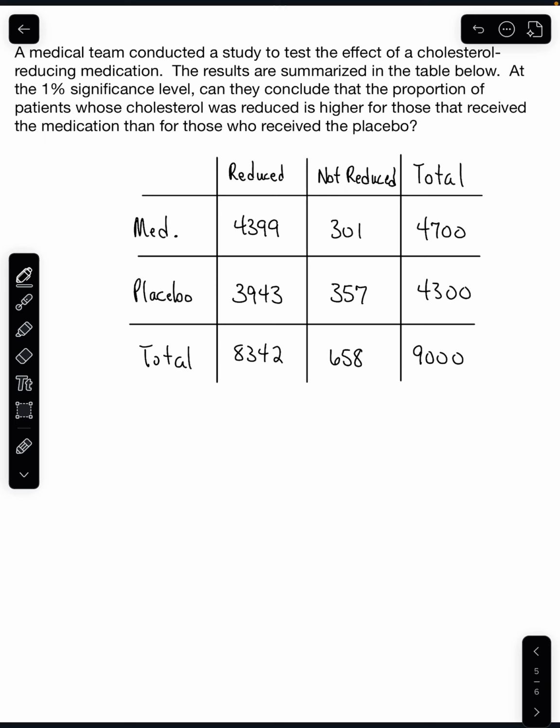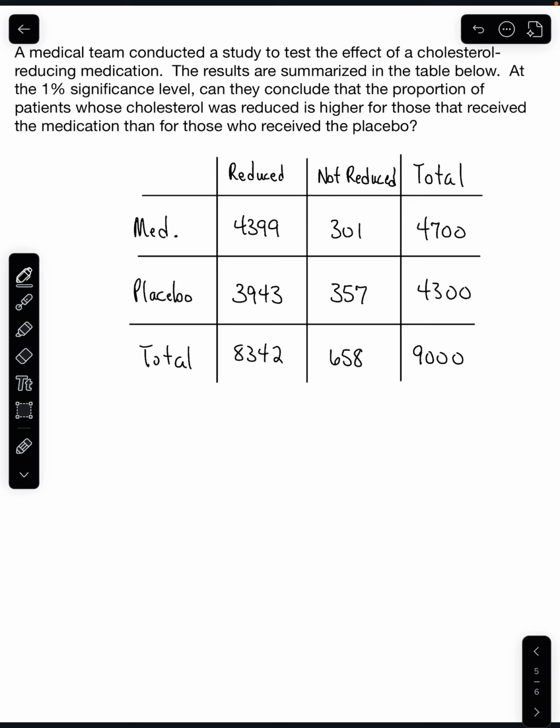Let's look at one more example here. This time, the information is summarized in a table. A medical team conducted a study to test the effect of a cholesterol-reducing medication. The results are summarized in the table. This time we will use a 1% significance level.